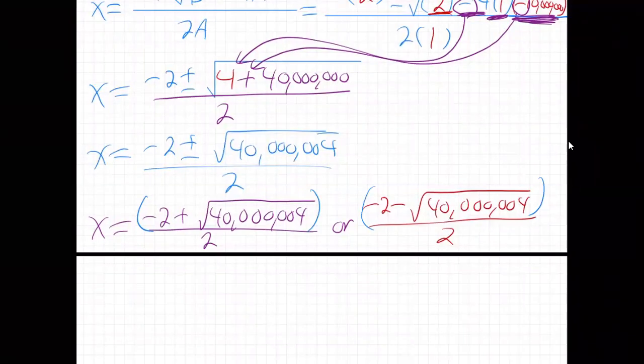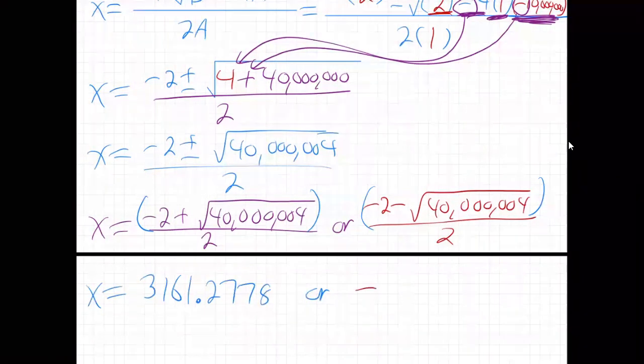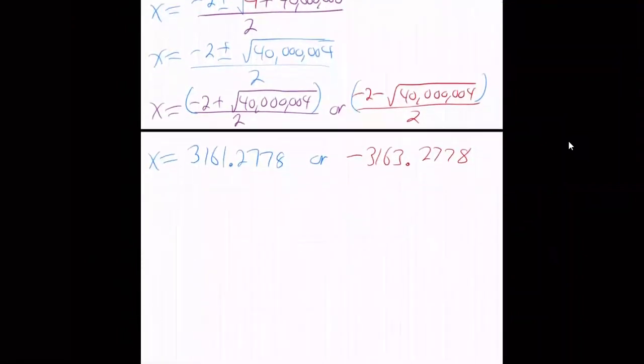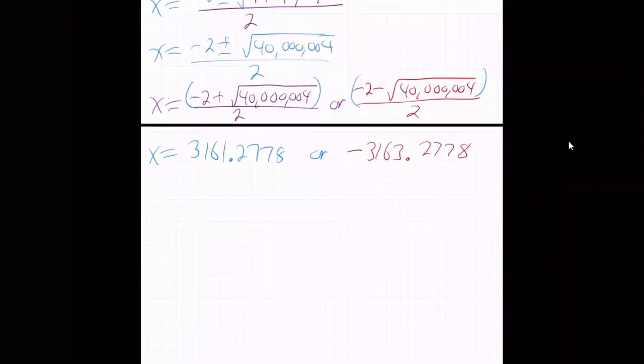So negative 2 plus the square root of 40,000,004 equals, divided by 2 equals. So I'm getting the answer 3161.2778, and the other answer, negative 2 minus the square root of 40,000,004, divided by 2 equals negative 3163.2778. Okay, so there's the two answers we got. Now, round to 4, yeah, they want 4 decimal places. Okay. But here's the deal.